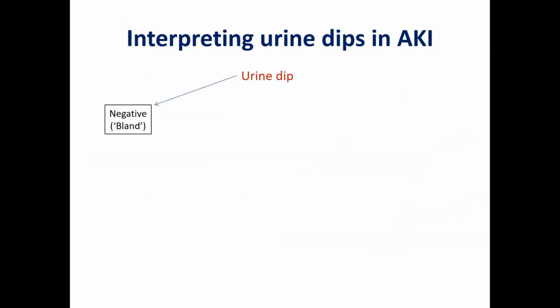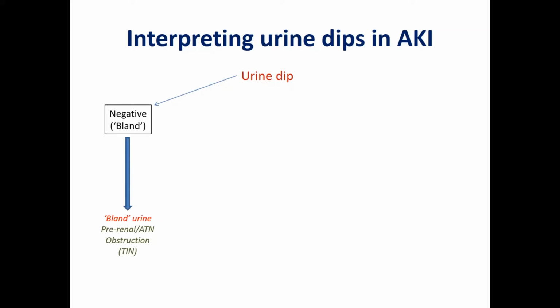So we refer to bland urine. That simply means the urine dip is negative. And when you see a bland urine, as a nephrologist, that means it's only one of two things. It's pre-renal, or it's progressed to ATN. It's obstruction, so it's something downstream of the kidney, or it's a tubular interstitial nephritis.